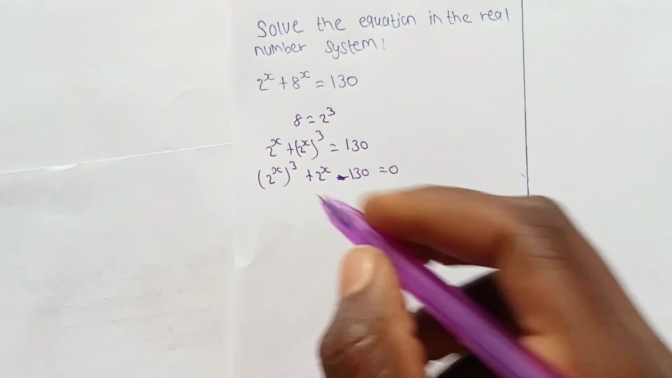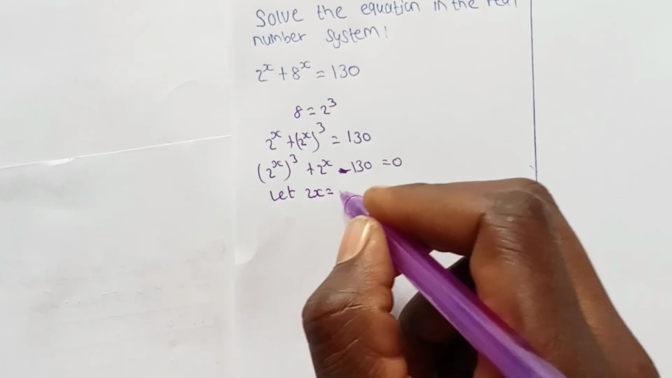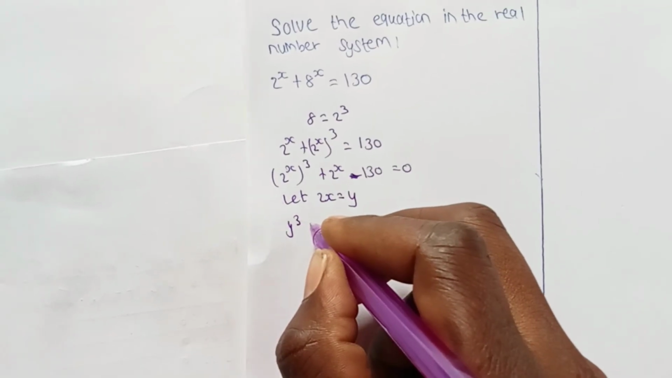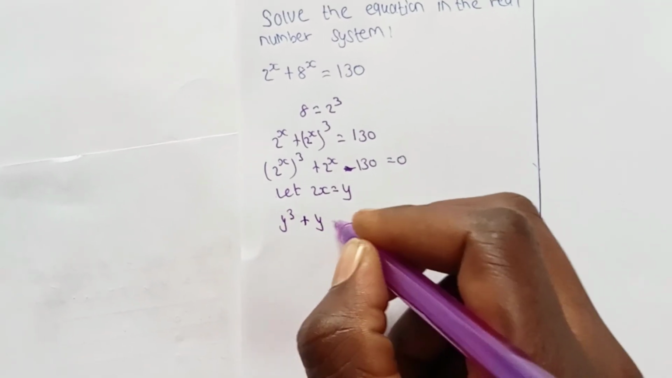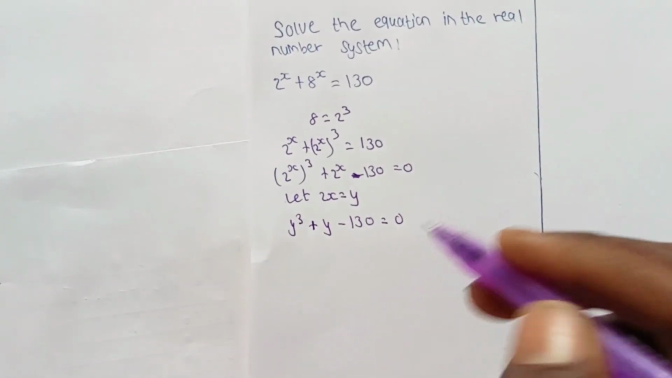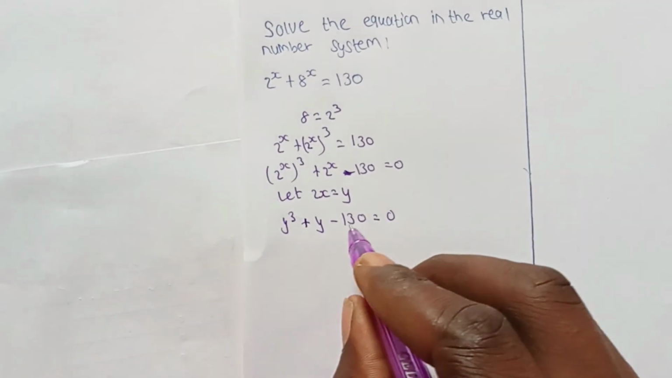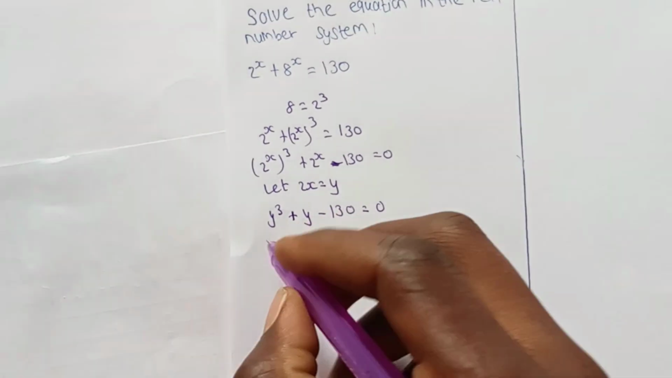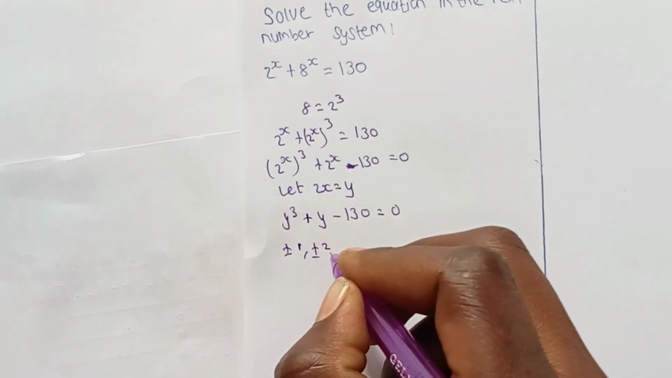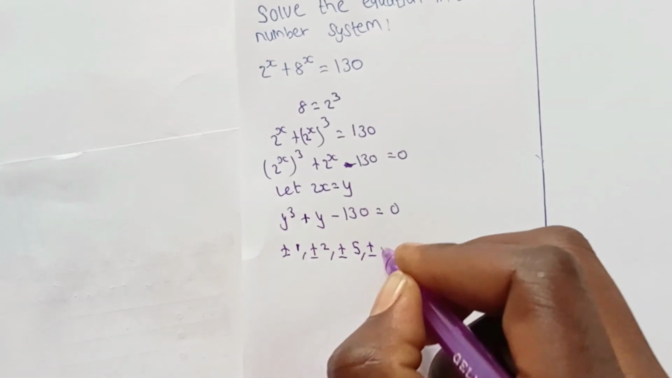So when we reach this particular point, we can let 2^x = y, such that we will have y^3 + y - 130 = 0. So we can use the rational root theorem to get the values of y, and we will use numbers that can divide 130. We have plus or minus 1, plus or minus 2, plus or minus 5, plus or minus 10, and so on.